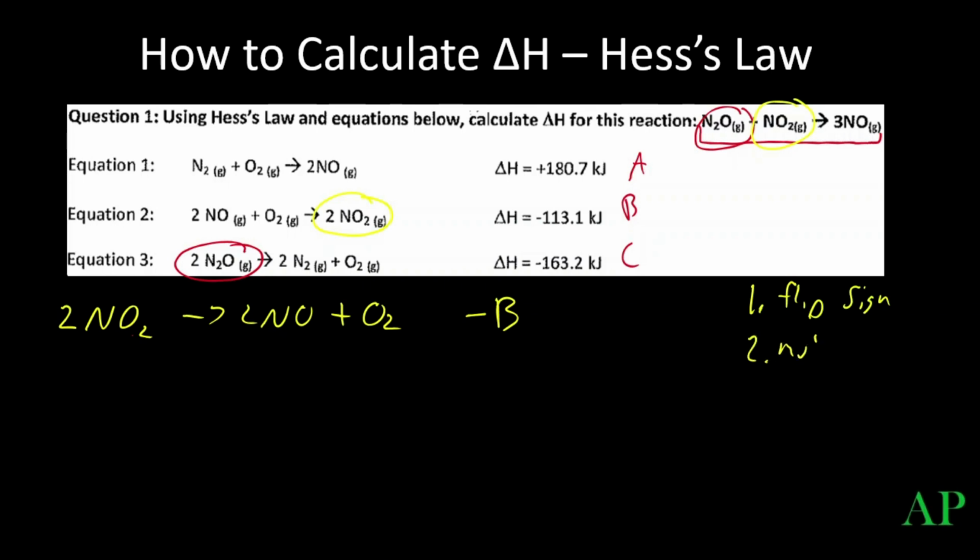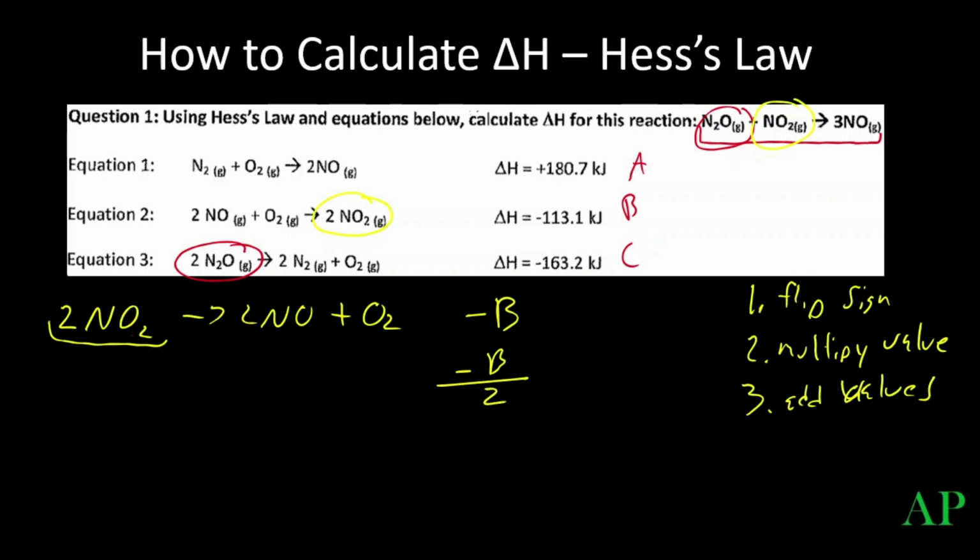Second rule, if you multiply an equation by a number, you multiply the value. If I were to take this equation, multiply it by 2, I have to multiply my value by 2. And the third rule, when you add equations, you add values. So here I have negative B, but that's too much. I don't want 2NO2, I just want NO2. In that case, we are going to have to use negative B over 2, and that gives us NO2 to make NO plus 1/2 O2. Awesome. What about the next equation?